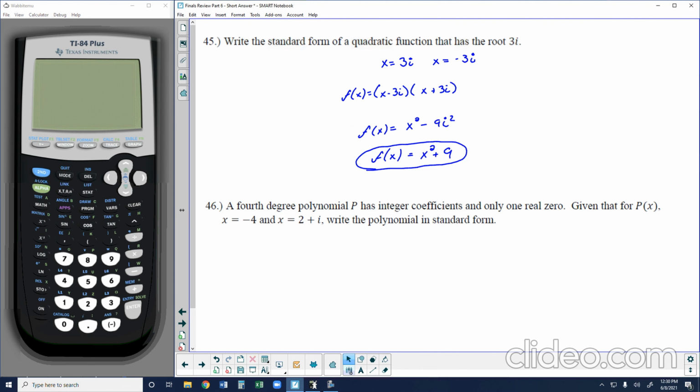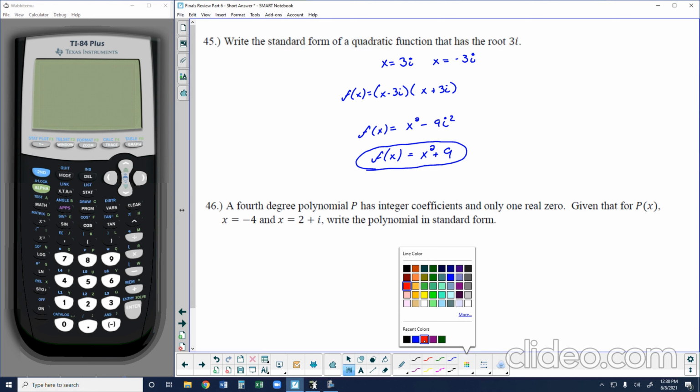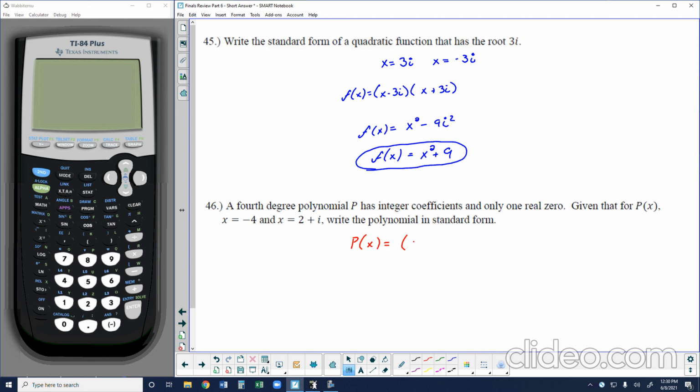So we know that p of x is going to have a 0, x equals -4, which would come from the factor x plus 4. We also know that it's going to have a 0, x equals 2 plus i, which would come from the factor x minus 2 minus i. So we subtract 2 and subtract i to get x minus 2 minus i equals 0. So the factor would be x minus 2 minus i.